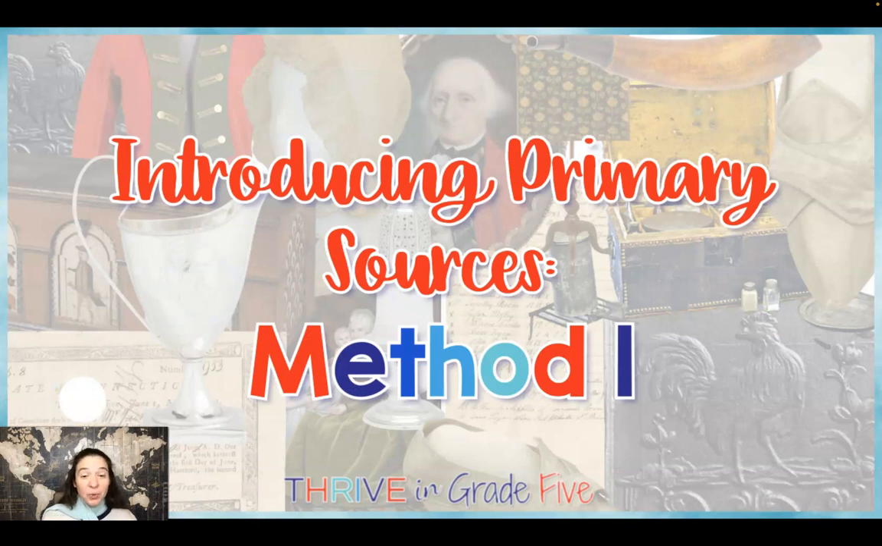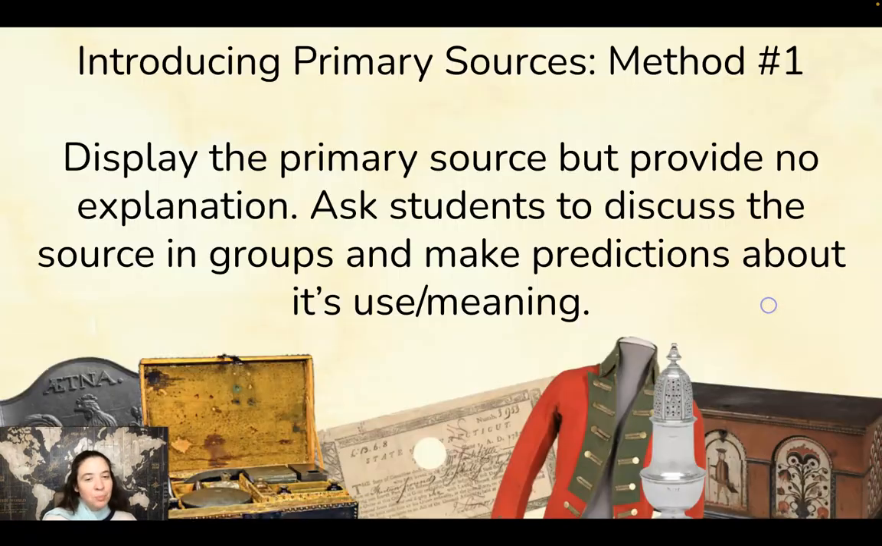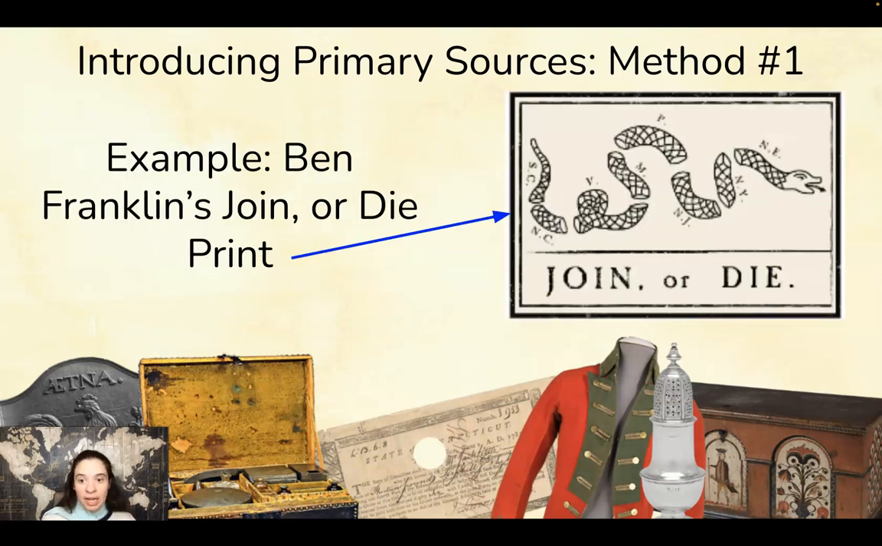Okay, I have two different ways that I introduce primary sources. And I'm going to share my first method with you. I think method one is probably my favorite. I display the primary source, but I give no explanation at all. Students have to discuss the primary source in partners or in small groups and make predictions about its use or meaning. One of my favorite primary sources to use with this method is Ben Franklin's Join or Die print.